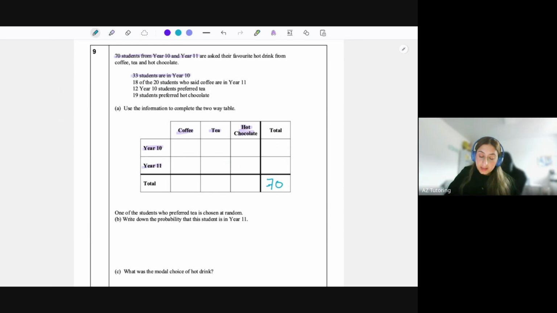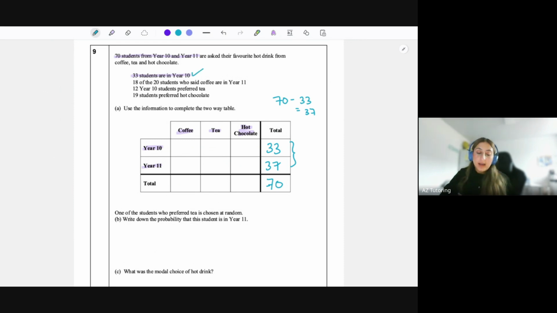So where can we see year 10? Year 10 is here. The total for year 10 students is going to be 33, because it says 33 students are in year 10. Now if this is the total, 70 take away 33 is 37. This is going to be 37 because these two fields here should add up to make 70. So we could already work that out. Now we've done that one.